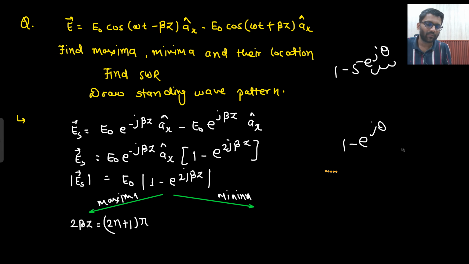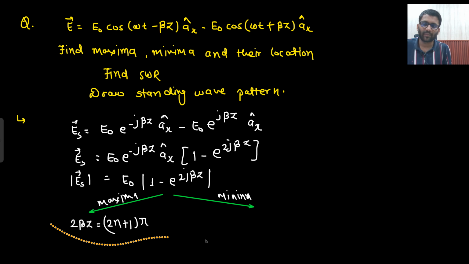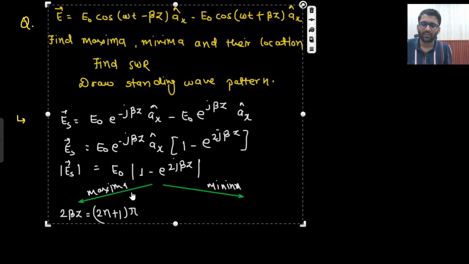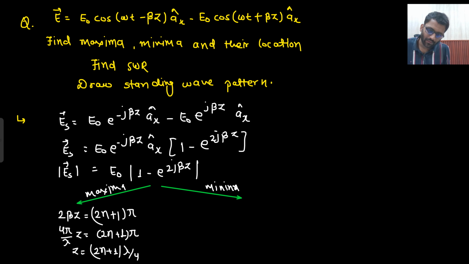2 beta, what will it become? 2 beta is 2 into 2 pi by lambda, that means 4 pi by lambda. But what we need to do is, let's shift it upward. So 4 pi by lambda times z is equal to (2n plus 1) pi. So z is equal to (2n plus 1) lambda by 4. So what is this? This is your maxima.